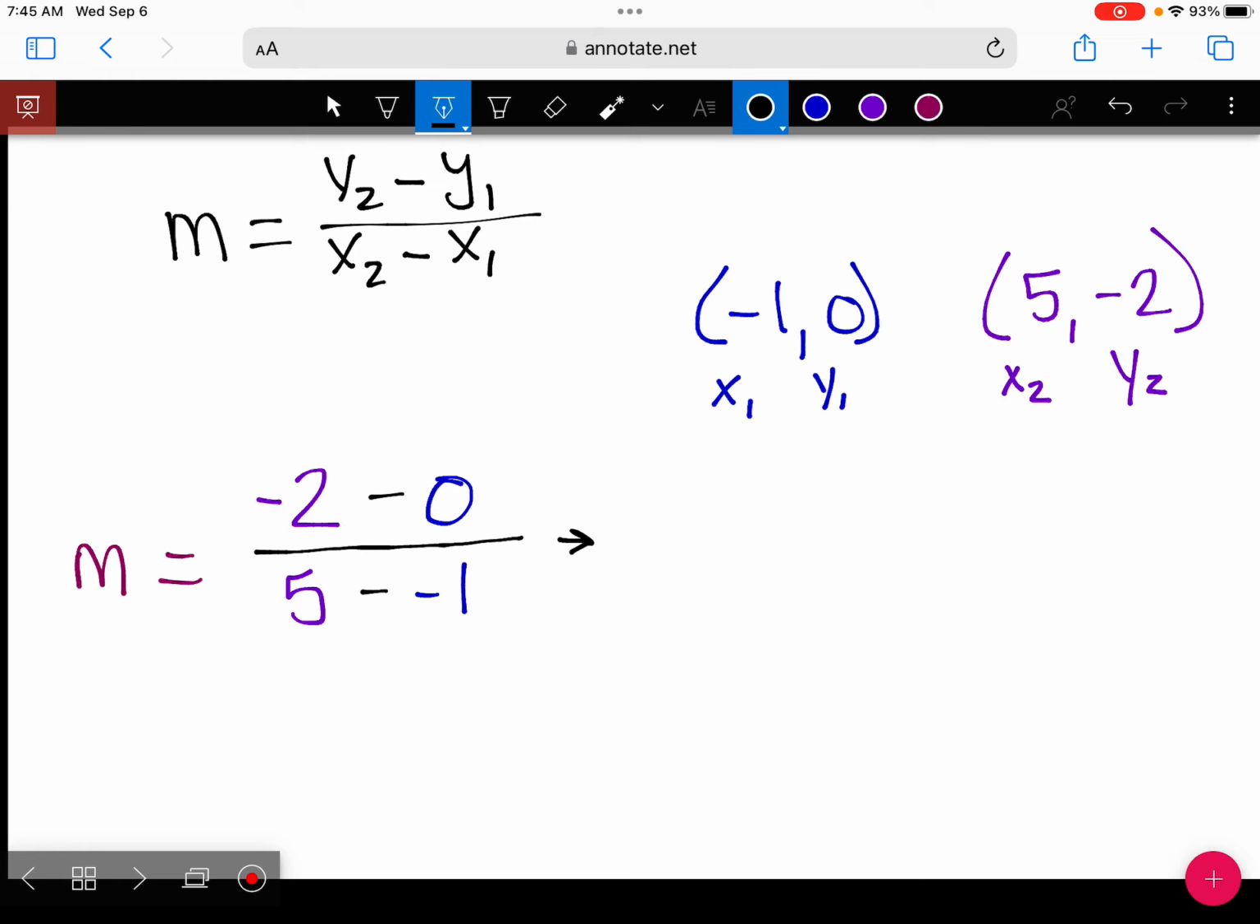And we're going to simplify it. -2 minus 0 gives us what? -2. 5 minus -1, what do we get? 6. Minus a negative, the double negative becomes a plus. So this becomes 6. -2 over 6. Does that simplify down? To what? -1/3. Okay.